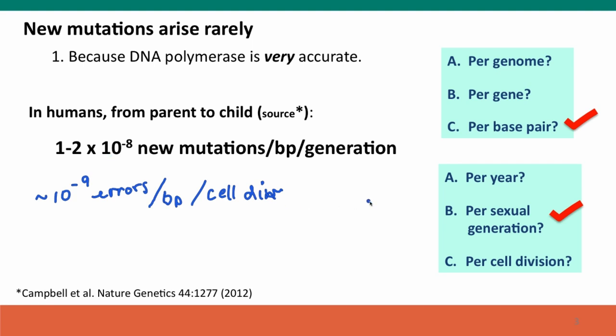And the reason is we're now considering not a single cell division, but all the cell divisions between the fusion of eggs and sperm and the production of the next generation's egg or sperm by the adult. And that's a fairly large number of cell divisions, more than 20 for sure.